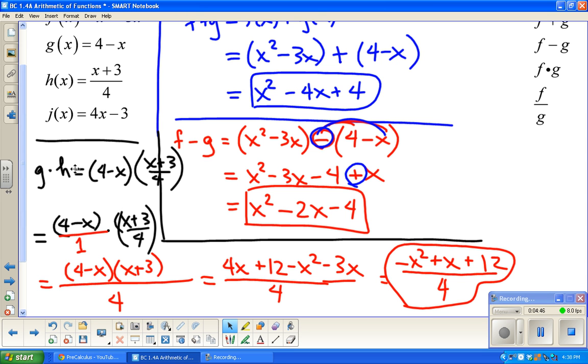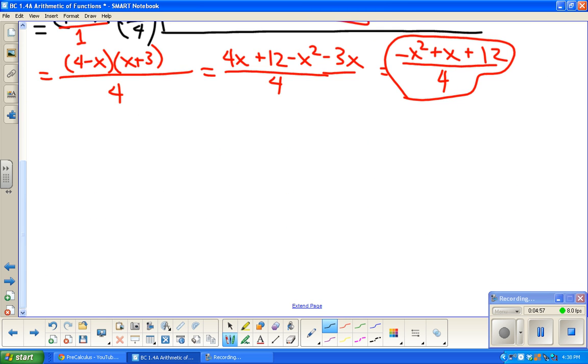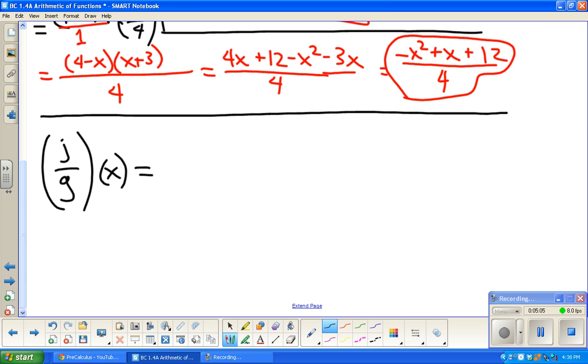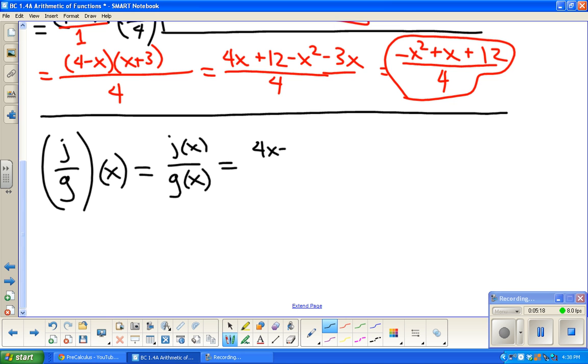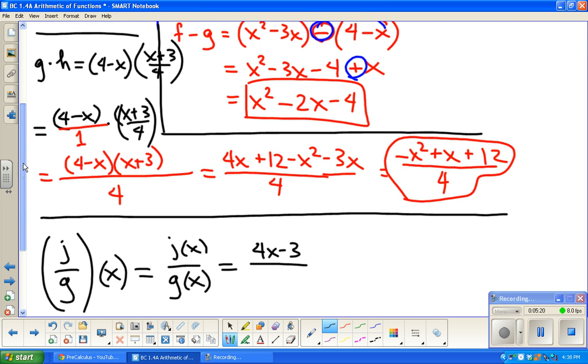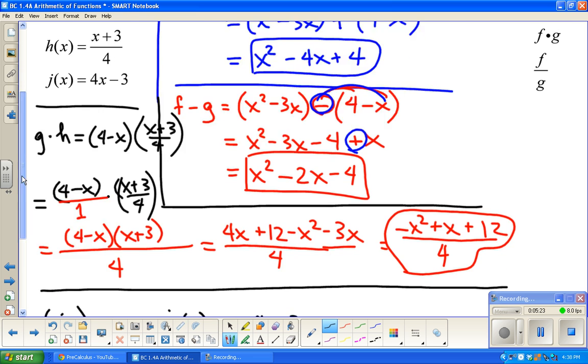Then just one little quick example. Let's do j over g. If I do j over g of x, using the other, a little more thorough notation, what I'm going to be doing is j of x over g of x. So I need to run back up to find out what j was. 4x minus 3. And g of x, 4 minus x.